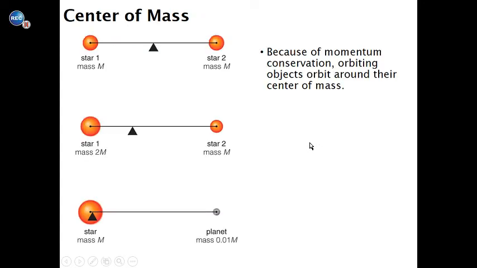Objects, when they orbit, don't orbit the way you think. A planet orbits a star, but really objects orbit each other. Now, when we talk about how they orbit, we want to talk about the center of mass.